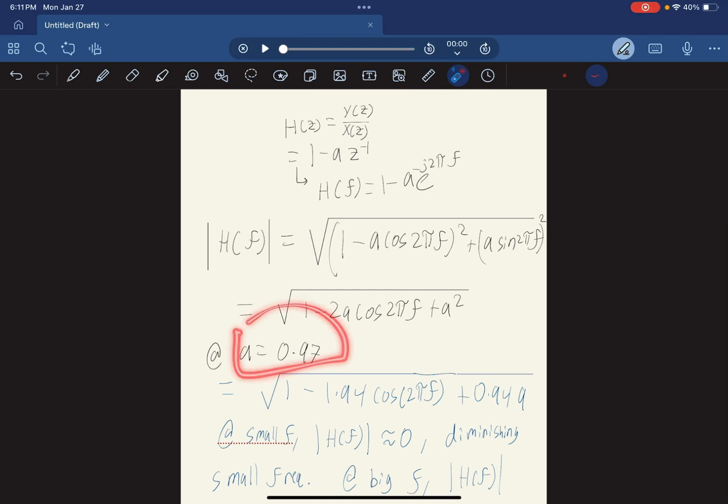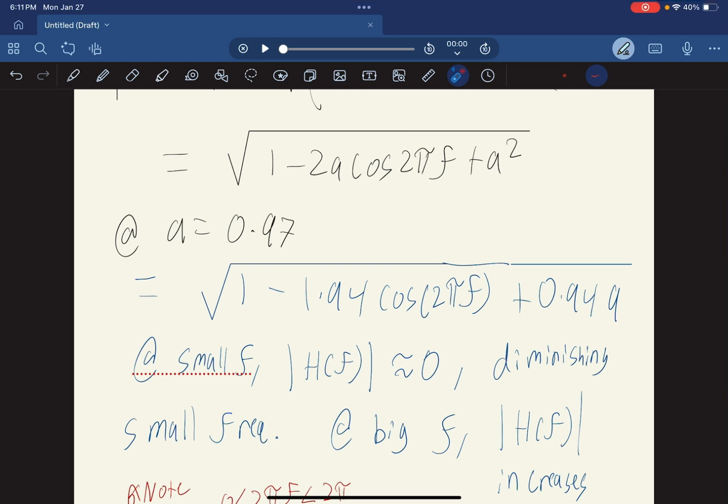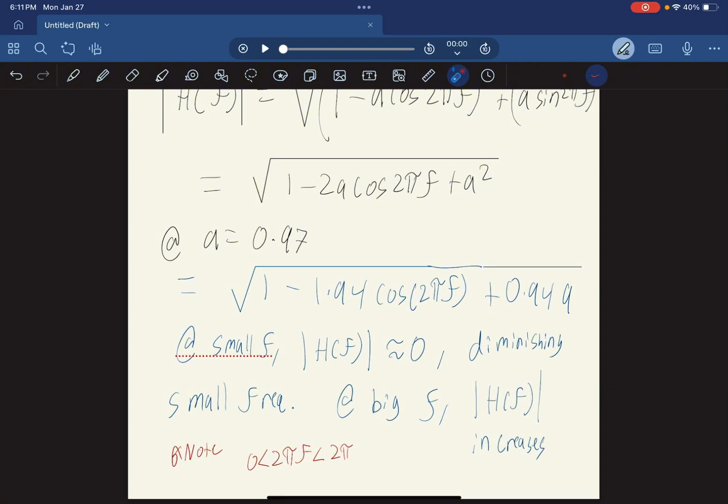There's this mathematically optimized value for this coefficient a here, 0.97. What this coefficient is going to do is result in this equation down here. Now, what's beautiful about this is, let's say we have 0 in the argument of cosine here. Cosine of 0 is 1, and what will end up happening is all of this will cancel out. What that's supposed to simulate is what happens if we have a really small frequency. If we have a really small frequency and the transfer function goes to 0, then that means we are essentially diminishing small frequencies from our function.